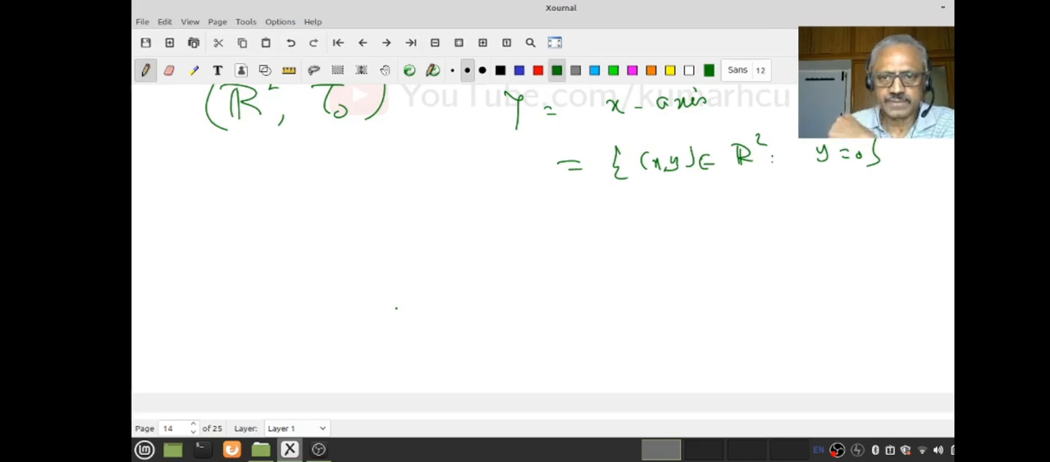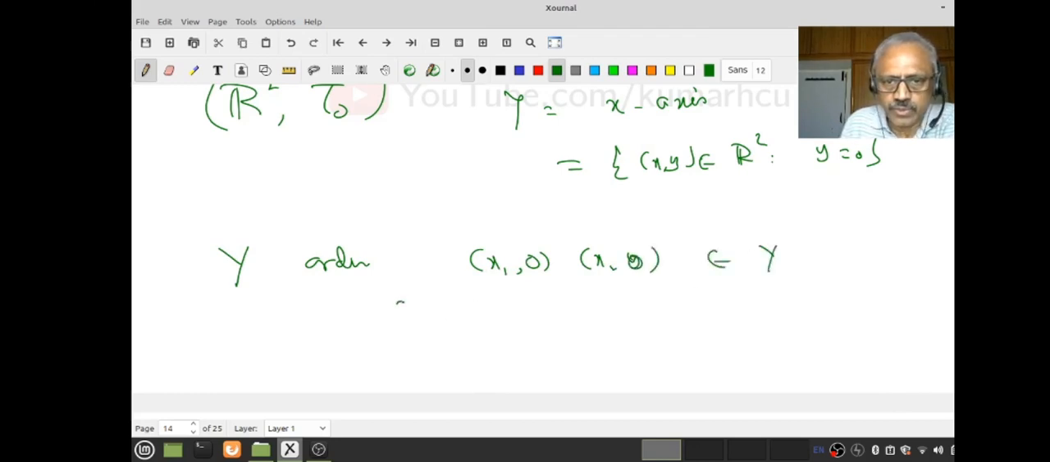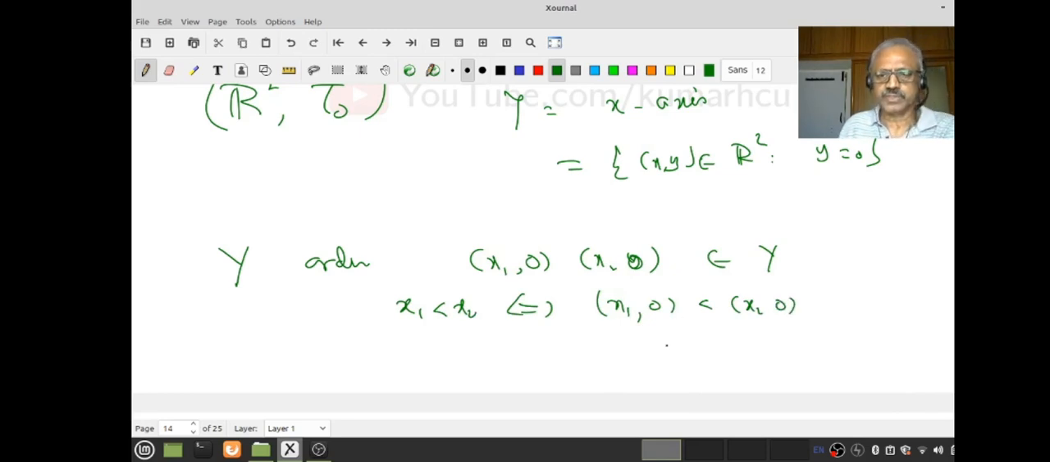and the order. Right? Now let's look at on Y what is the order. So I am given 2 points (x1, 0), (x2, 0). Okay, these are points on Y. Therefore x1 must be less than x2 if and only if, with respect to the induced order, (x1, 0) is less than (x2, 0). Do you understand this? When I say with respect to the induced order (x1, 0) is less than (x2, 0), that only means x1 must be less than x2.